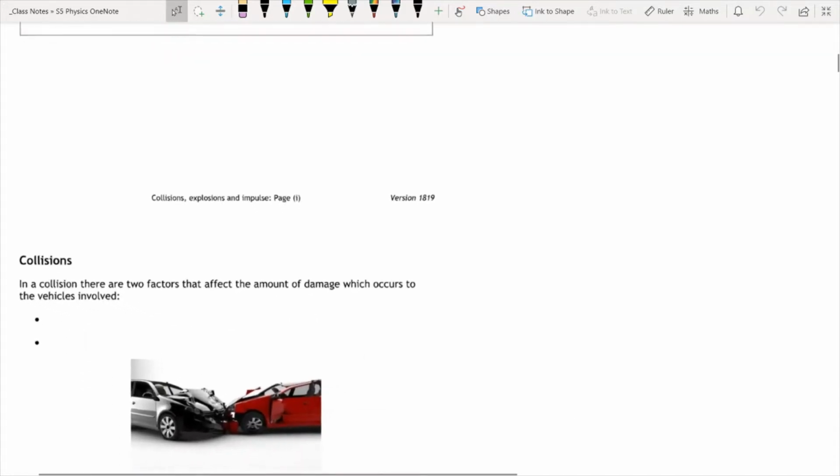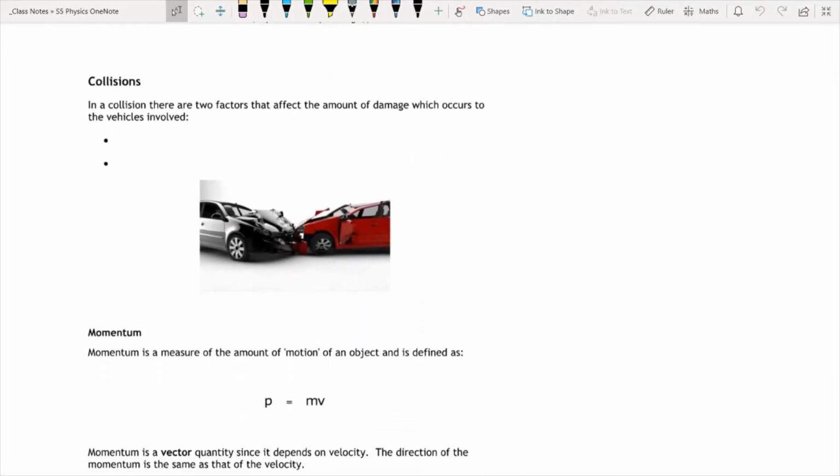So we're going to start off with the original, just what is momentum. In a collision, there are two factors that affect the amount of damage which occurs to the vehicles involved. Can we guess what they might be? Yep, speed and mass, or velocity and mass. Obviously, if you're going really quickly, then there'll be more damage. And also, if it's a bigger vehicle, so obviously crash into a lorry, there's going to be a lot more damage than if you crash into a bike.